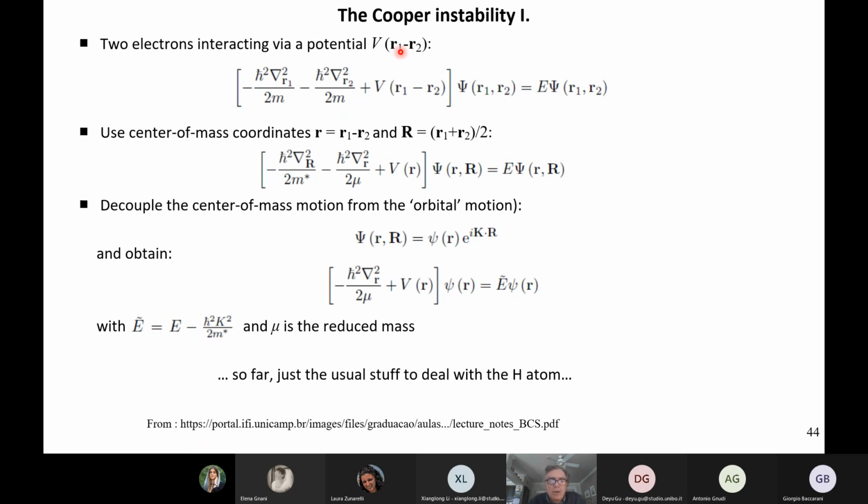I want to give you a flavor, using conventional quantum mechanics, of what happens and why you may have this Cooper instability. Cooper instability says that the degenerate, so high density, electron gas is unstable whenever you have a small attractive perturbation between two electrons. It doesn't matter how small it is. As soon as you have a small attractive interaction between two electrons, the system collapses.